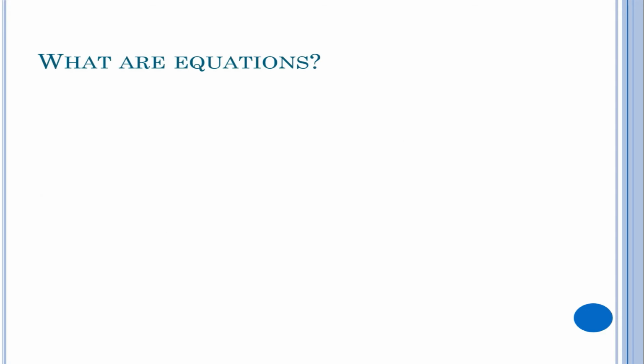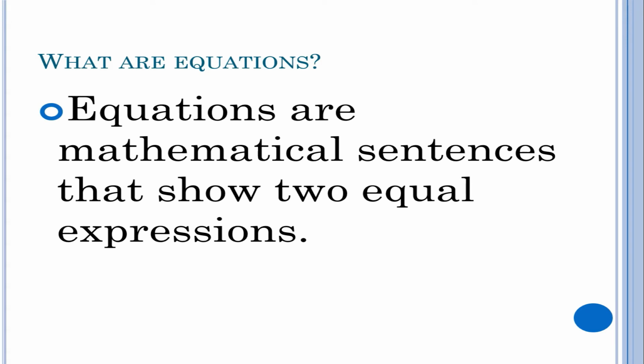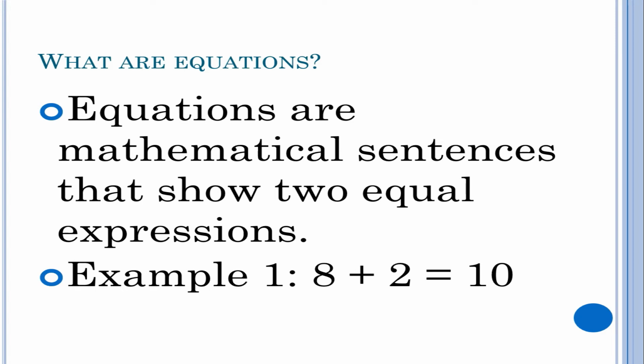Have a short review of what equations are. Equations are mathematical sentences that show two equal expressions. The left side of the equation must be equal to the right side of the equation. An equation may either be true or false. Example 1, we have 8 plus 2 equals 10. This is a true equation since 8 plus 2 is really 10.